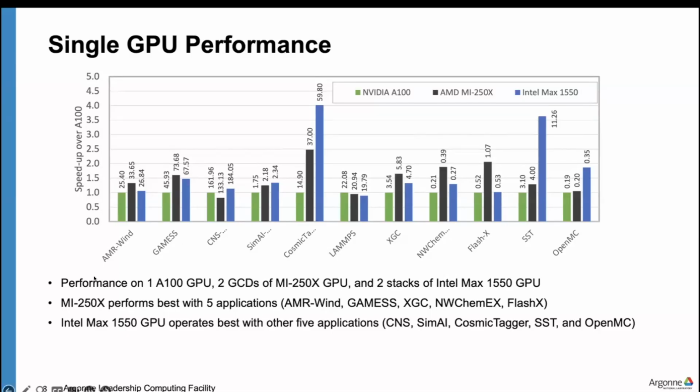As you can see here, MI250X performed best with five applications: AMR-Wind, GAMESS, XGC, NWChemEx, and FlashX. And the Intel Max GPU performed best with the other five applications: CNS, SimAI-Bench, Cosmic Tagger, SST, and OpenMC. For your information, this is what we measured, but it doesn't mean it represents all the performance of an application. Depending on the workload and the problem size, you may see some difference, but at least you can see some trend here.